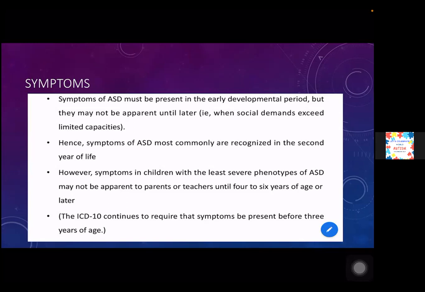However, if there are minor features of autism, they might not be very apparent until the social demands exceed the limited capacities. Hence, symptoms of ASD are most commonly recognized in the second year of life. However, symptoms in children with the least severe phenotypes of autism spectrum, that is, the milder variants, may not be apparent to parents or teachers until 4 to 6 years of age or later.